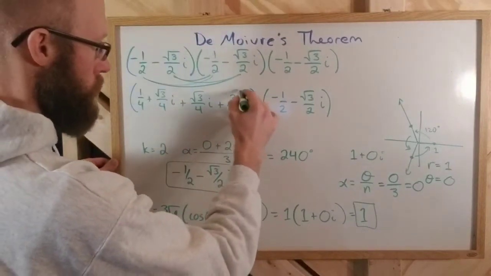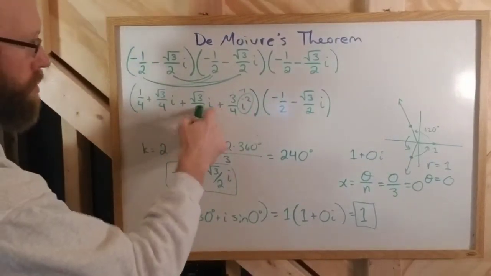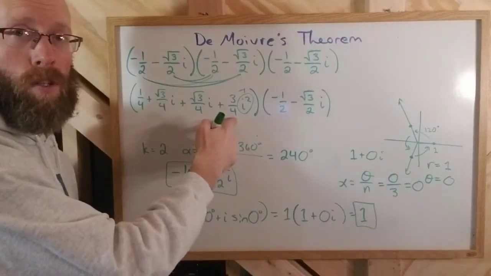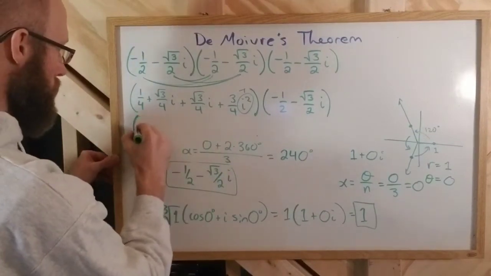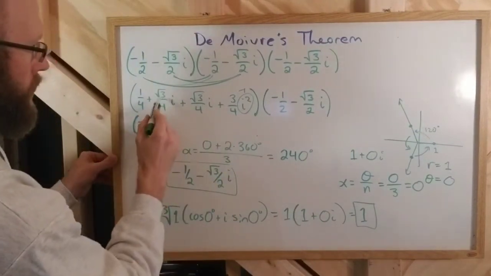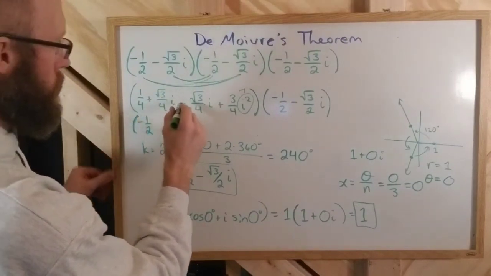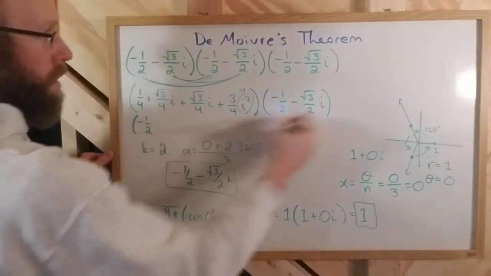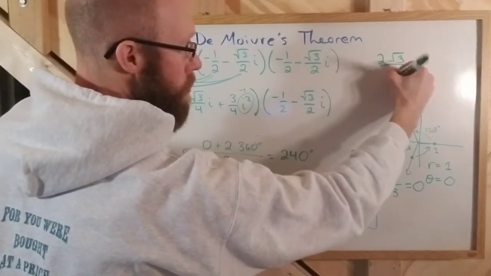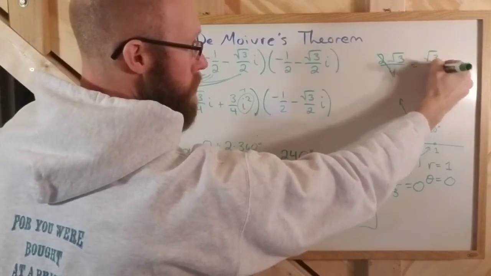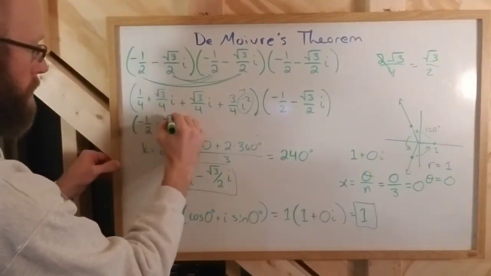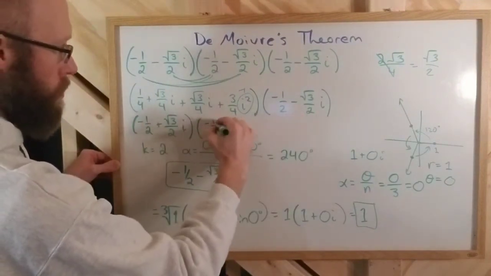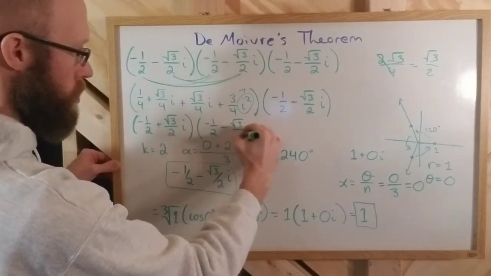Well, the i squared is really a negative 1, so that changes this sign. So it's 1/4 minus 3/4, which is negative 1/2. So I get a negative 1/2. And then these two, √3 over 4 plus √3 over 4 is 2 √3 over 4. And if you reduce those out, you get √3 over 2. So this is √3 over 2 i. And then I still have to multiply by negative 1/2 minus √3 over 2 i.